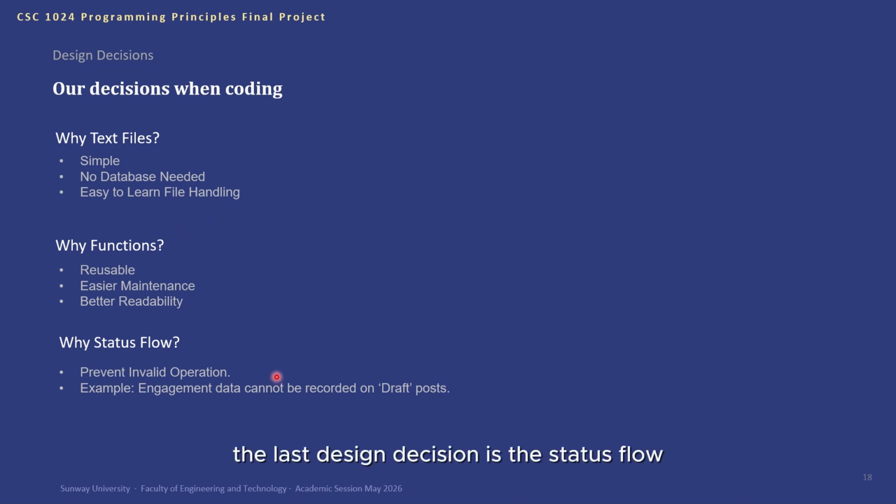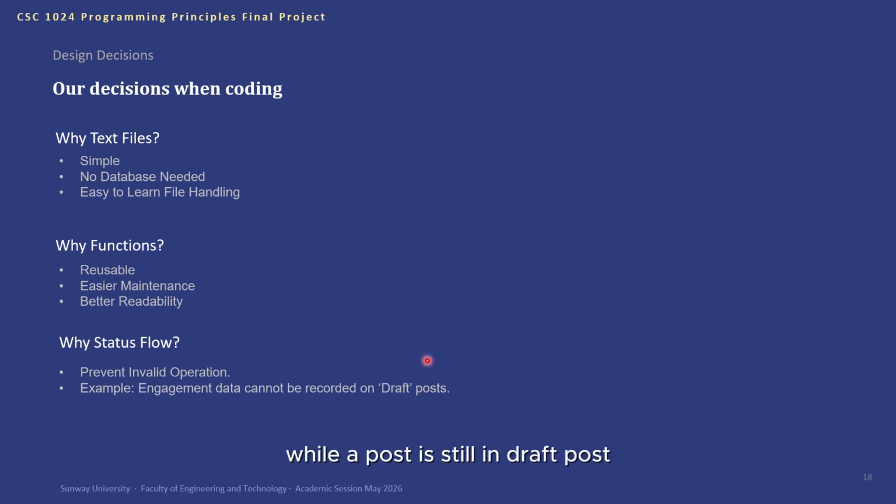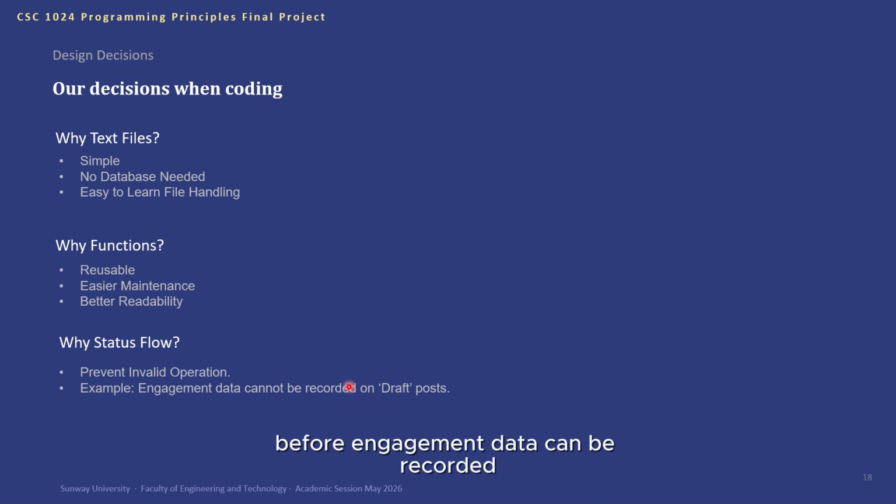The last design decision is the status flow. We use different post statuses to guide users through the correct workflow. This helps reduce mistakes by guiding users through the correct order. For example, engagement data cannot be recorded while a post is still a draft. The post must be published before engagement data can be recorded.